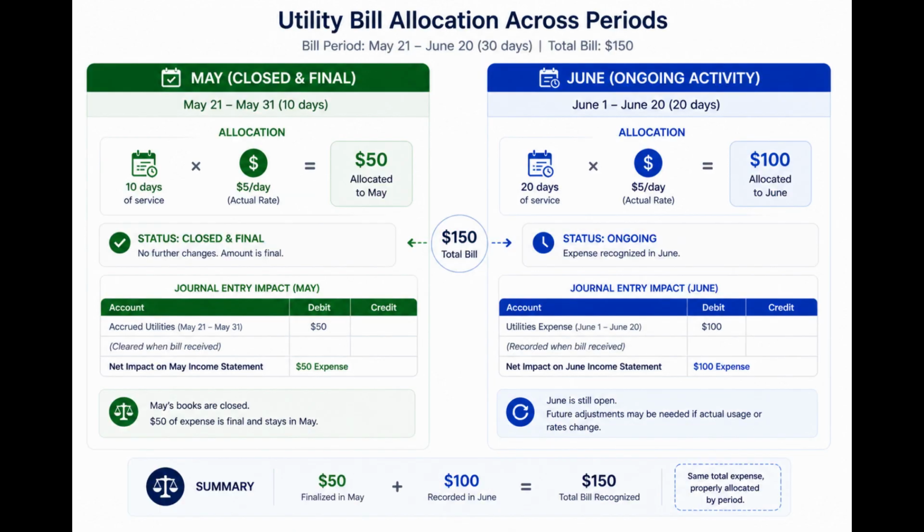Now let's zoom out. For May, the expense was $50. It's fully reconciled. There's no remaining liability. For June, the expense begins with $100. We'll continue to accumulate based on usage, and we repeat that process by estimating what that usage will be and then comparing it when the next bill arrives to what it actually was.